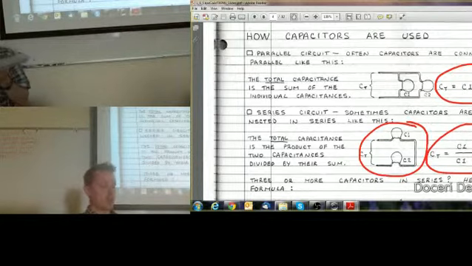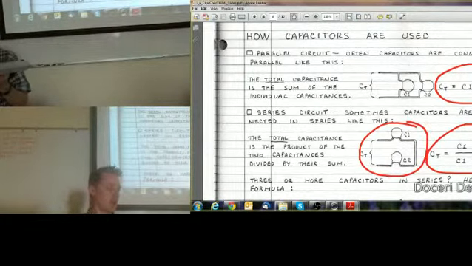This equation is the same equation that you have for resistors in parallel. So it's the opposite. That's the easy way to remember it. Don't remember two equations. Just remember the resistor equation, and just know that for resistors and capacitors, the equation is opposite.